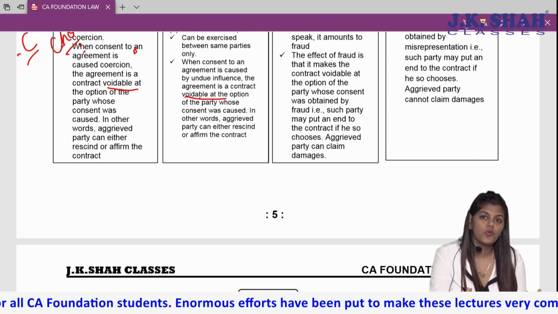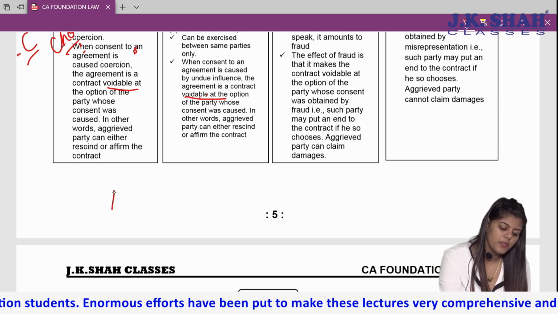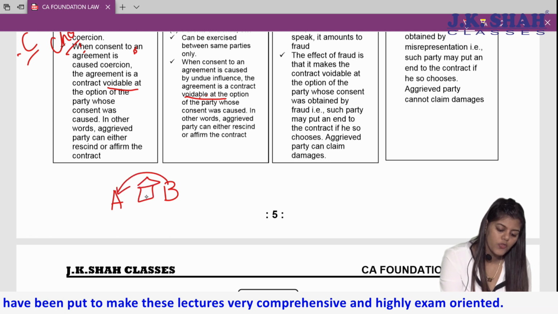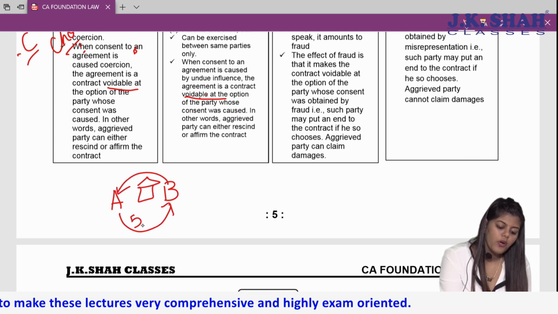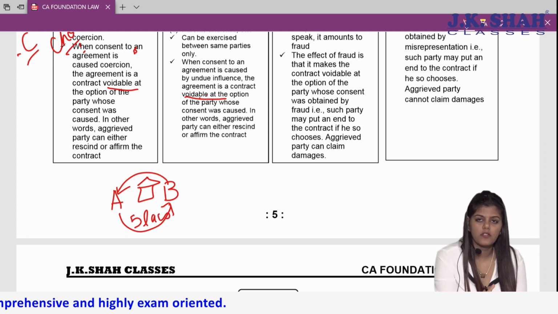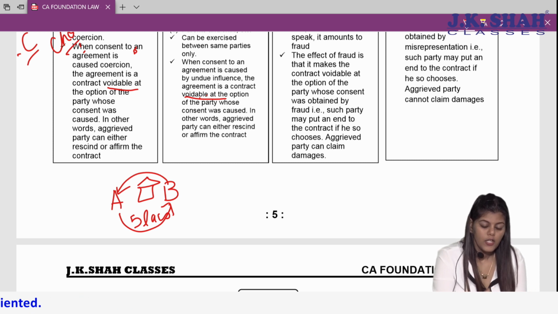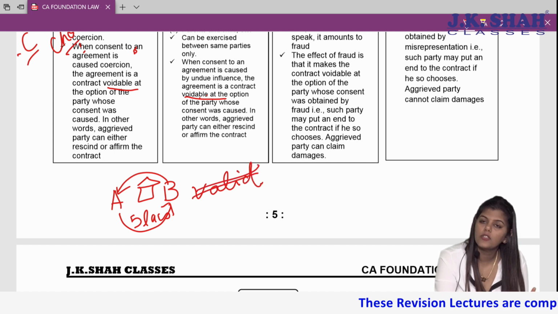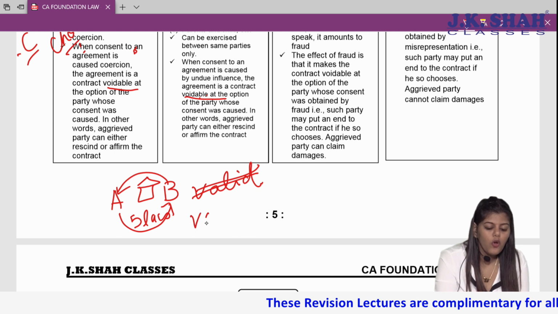Now, see, what is this? Students get confused in void and voidable. Let me just take up this example only. A threatened B that if you don't sell me your house for 5 lakhs, I'll kill you. Poor B got scared and he ended up selling the house for 5 lakhs. Is B's consent free? No. So can I call this contract valid? No, because it is not fulfilling the essential elements. So I have to call this void.